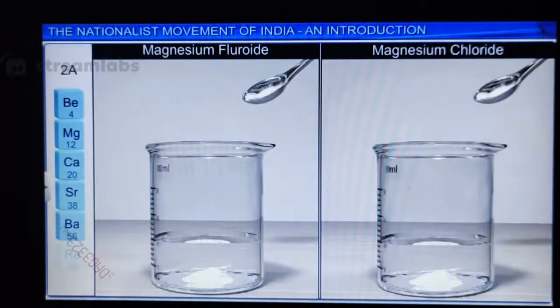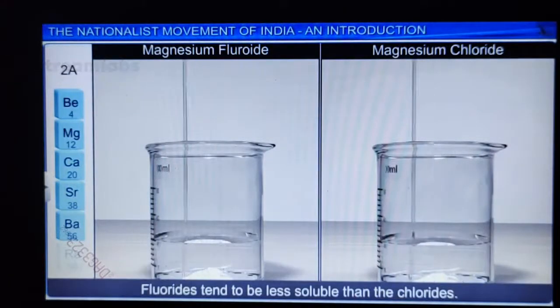I don't know why it's showing the nationalist movement of India. It's but weird.